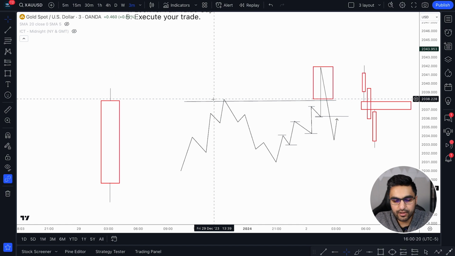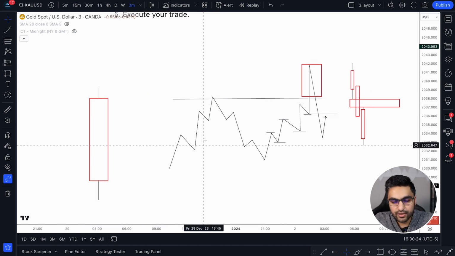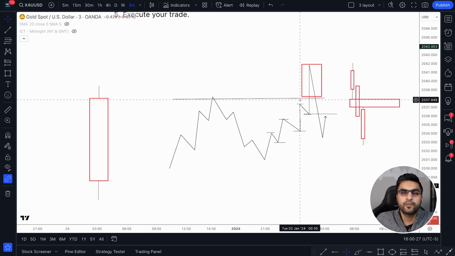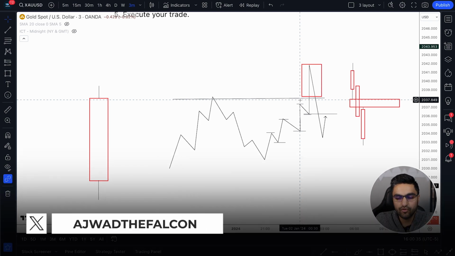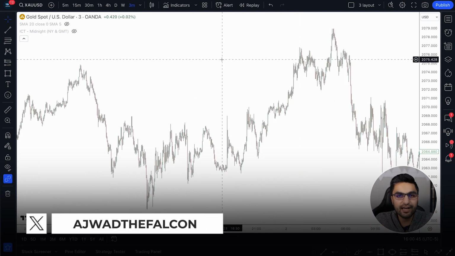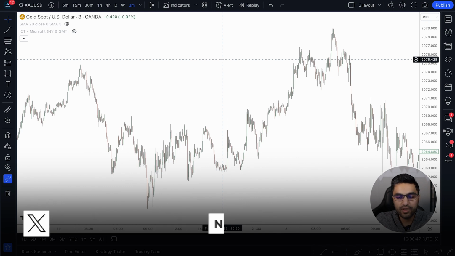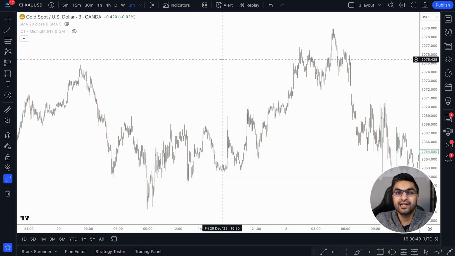We mark the high and low of the previous day, then on the next day we wait for the breakout or the liquidity sweep to happen on either side. Then we wait for the change of character to happen, then we look for the fair value gap, then we take the entry. Now the question is, on the 3-minute time frame, how are we going to easily find the high and low of the day?